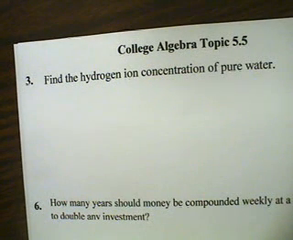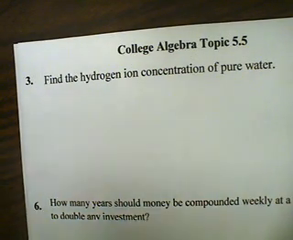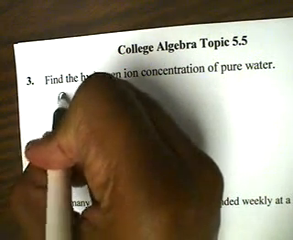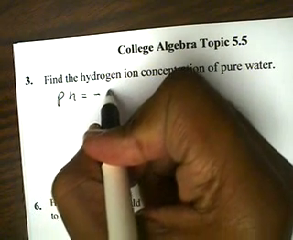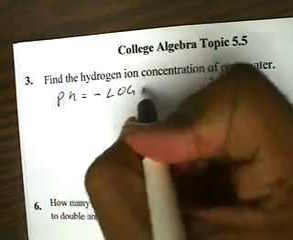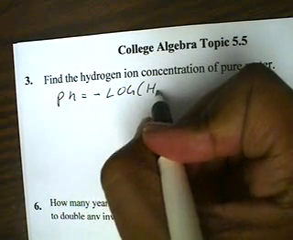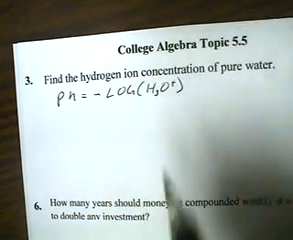College Algebra, Topic 5.5, Application of Logarithms and Exponential Functions. First, we want to find the hydronium ion concentration of pure water. Well, that comes from the pH formula. The pH formula is a logarithmic formula, which is pH equals the negative common log of the hydronium ion concentration.